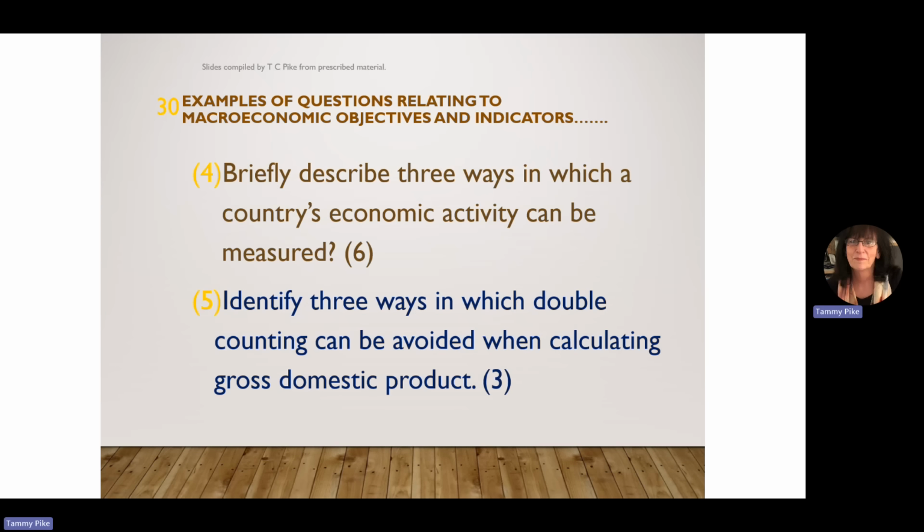A 6-mark question. Briefly describe 3 ways in which a country's economic activity can be measured. And that would be your 3 methods of measuring GDP, your income method, your production method, and your spending method or expenditure method. And then 3 ways in which double counting can be avoided when calculating gross domestic product. We're going to have a look at that in a little bit more detail. You can see, folks, just from even the very first part, which is really just economic growth, there's a lot of questions that they can ask you. And of course, that is the case with each of the macroeconomic objectives.